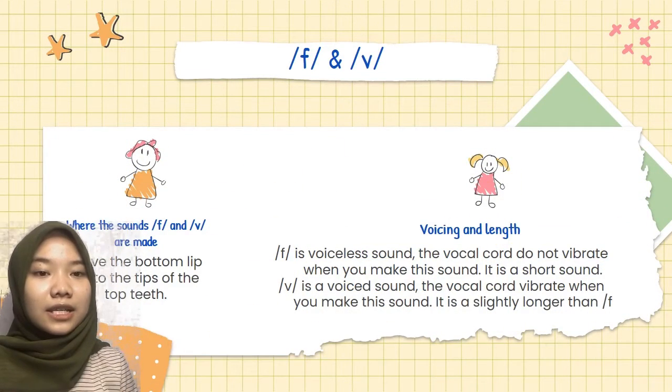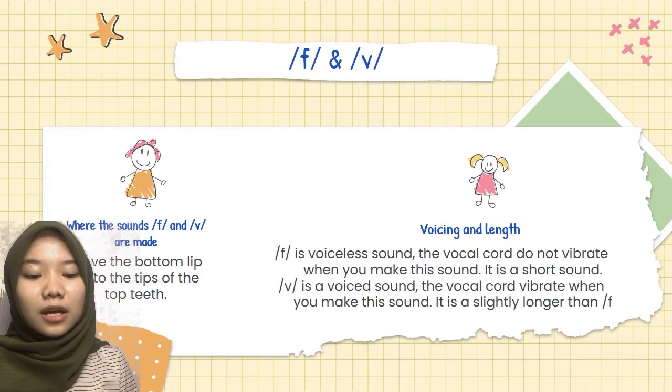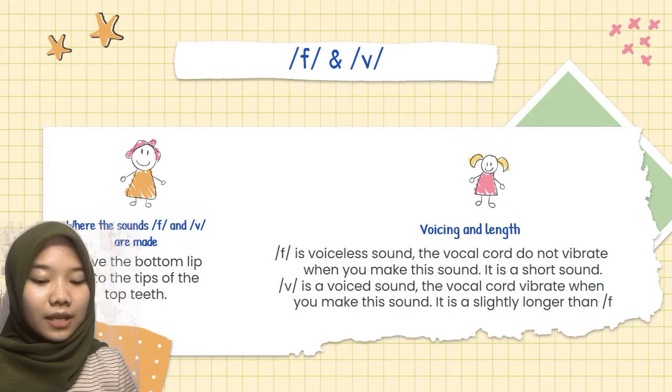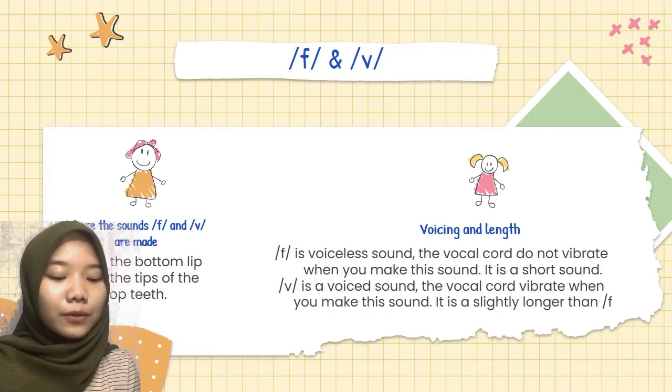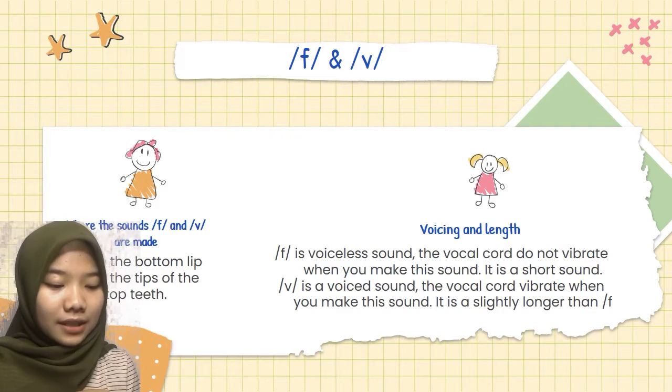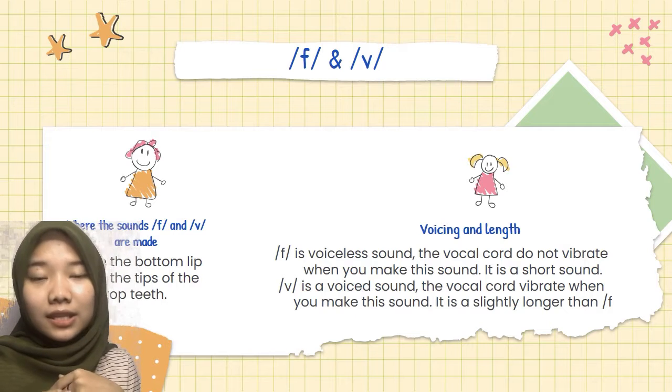Okay, the first is f and v, where the sounds f and v are made. To make the sounds, move the bottom lip up to the tips of the top teeth. The lip only needs to touch the teeth lightly so the air can pass between the teeth and the lip.